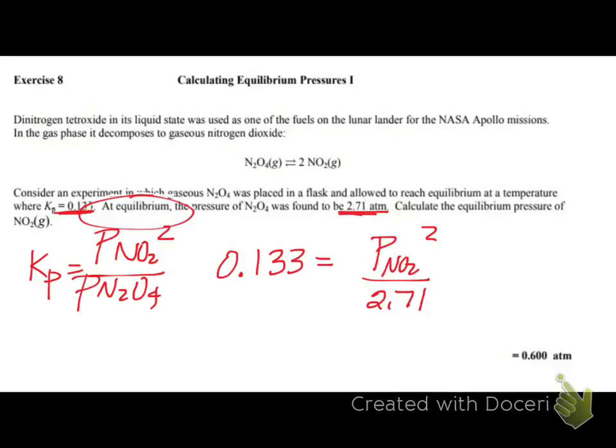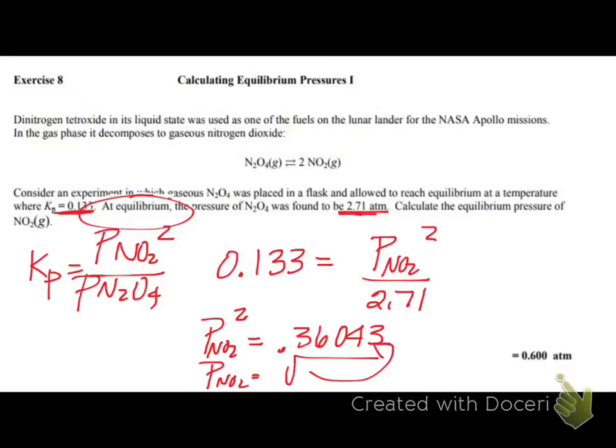So we're going to say that the partial pressure of NO2 squared is going to be equal to, after I take 2.71 times 0.133, 0.36043, and then to get the partial pressure of NO2, I'm going to take the square root of that, and we get our answer. Okay, but that's because it had the magic word of at equilibrium. Guess what? The next one's not.